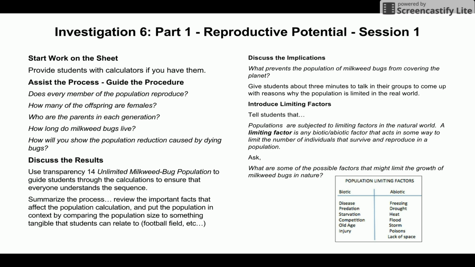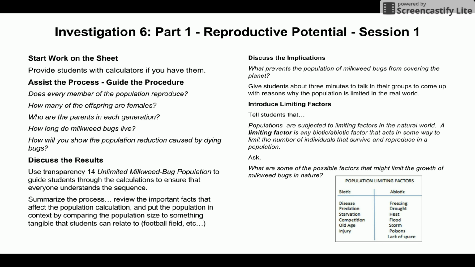Guide the procedure, again with some of the scripted questions that are listed in the teacher's guide. Discuss the results using Transparency 14, Unlimited Milkweed Bug Population, to guide students through the calculations to ensure that everyone understands the sequence. Summarize the process. Review the important facts that affect the population calculation and put the population in context by comparing the population size to something tangible that students can relate to.